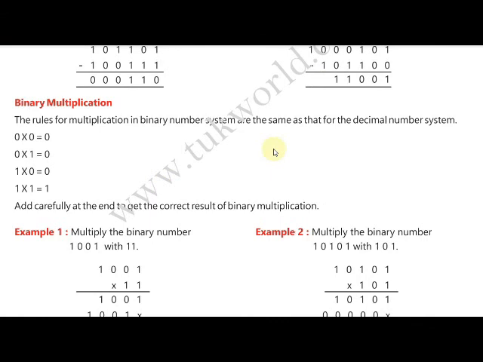Now after the binary subtraction, our next topic is binary multiplication. In this point we are going to multiply binary numbers using the multiplication sign. This is an arithmetic operator, and the rules are the same as those used to calculate in the decimal number system. The rules for multiplication in the binary number system are the same as for the decimal number system. So here are the rules: 0 into 0 is 0, 0 into 1 is equal to 0, 1 into 0 is equal to 0, 1 into 1 is equal to 1.